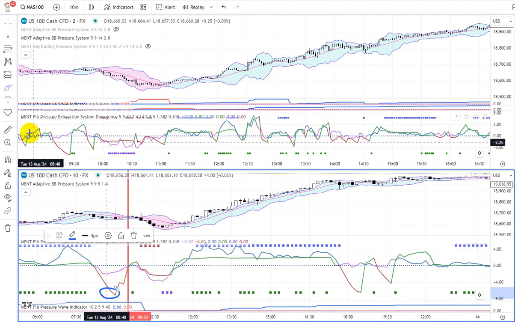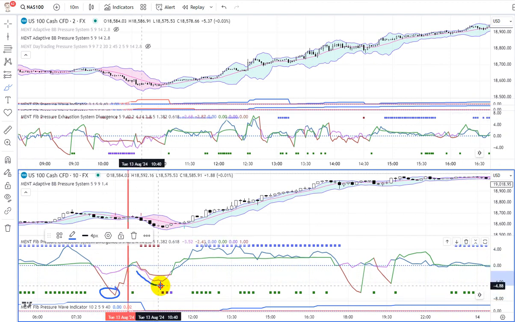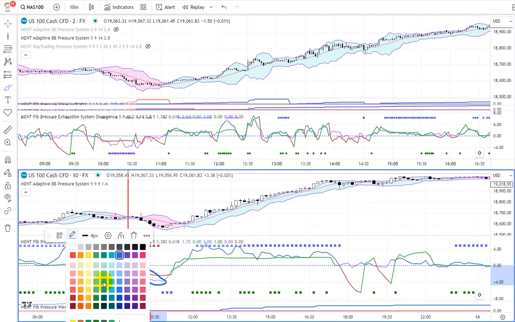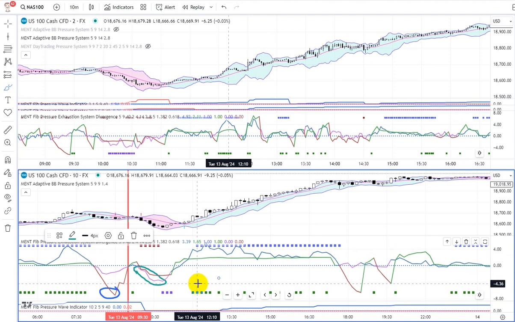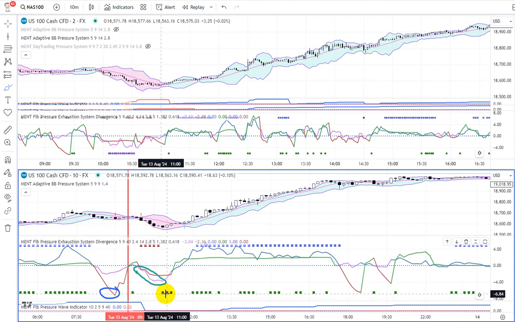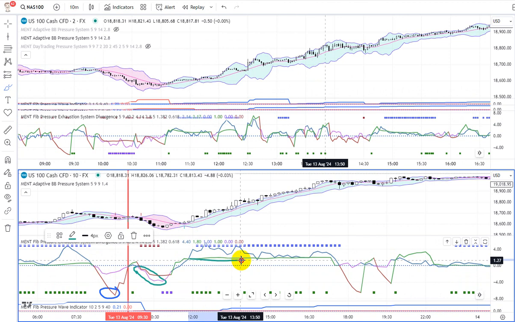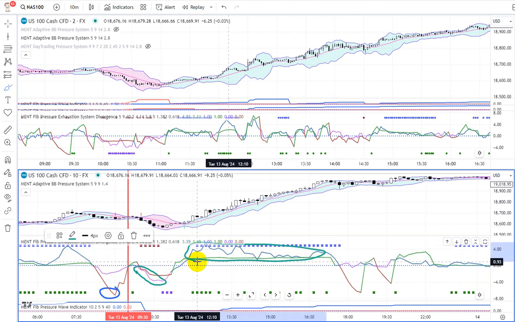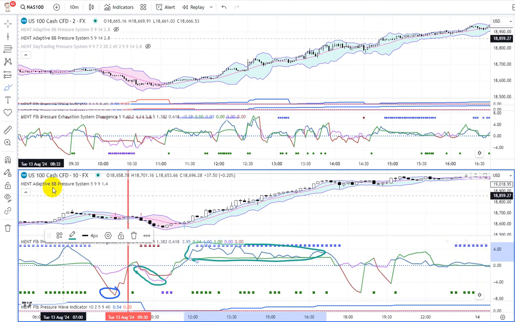Then we move into persistent trending right here. Persistent trending means that we are going to see momentum build somewhat aggressively, potentially into a more moderate trend. Notice that we move into persistent trending all the way through here too. This is good, solid, persistent trending. This is flash trending initially.